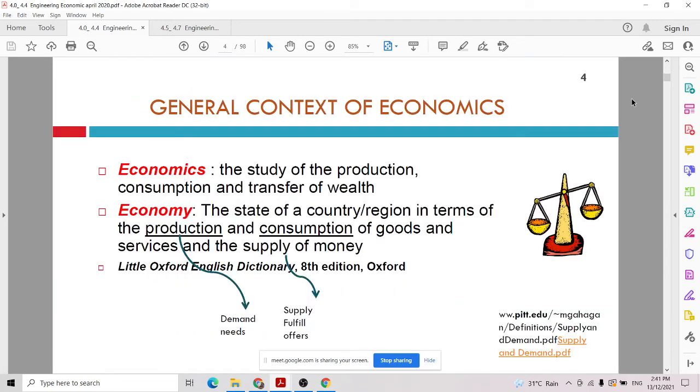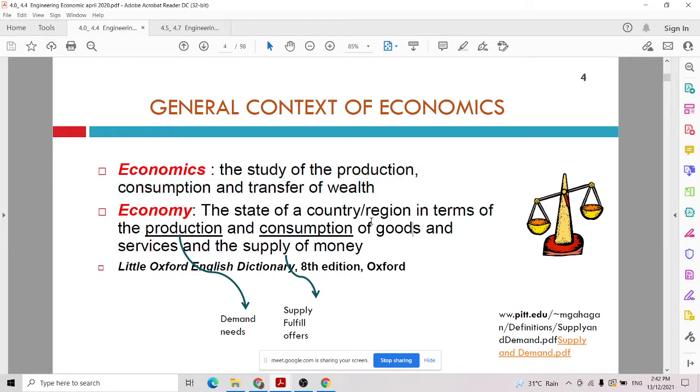So this is the general context of economics. When we talk about economics, we have two terms: economics and economy. Economics is the study of production, consumption, and also the transfer of wealth. Basically it is a transfer of wealth, the transaction between the user and the seller.